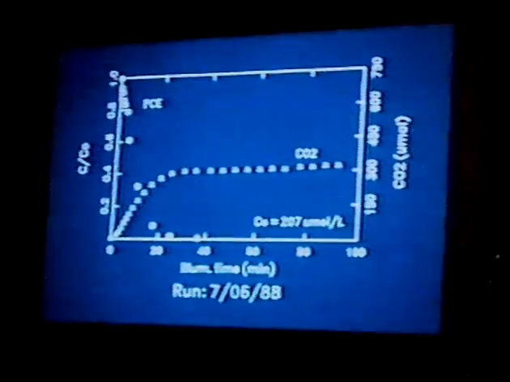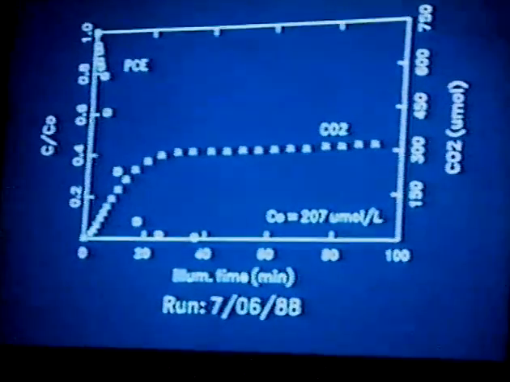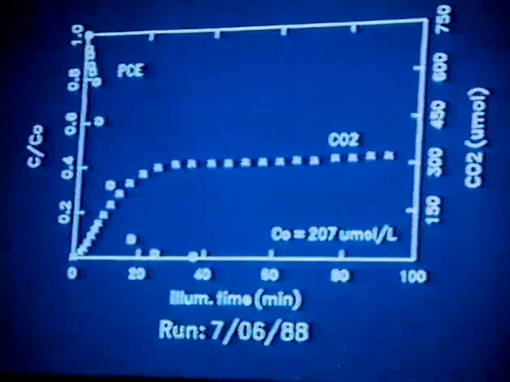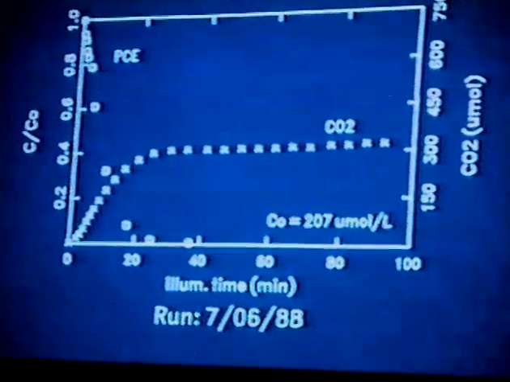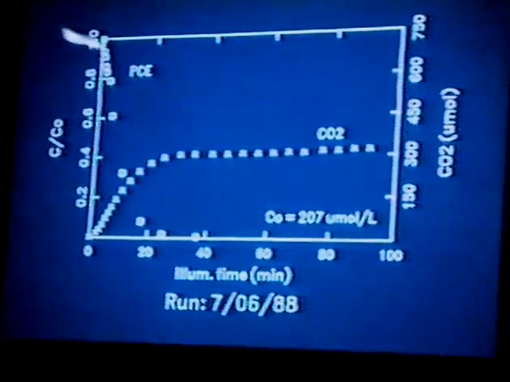The initial runs, as I mentioned, were the single component runs, and this is an example of a single component degradation of perchloroethylene, PCE. The squares are the decrease in PCE concentration that proceeds to 0 in roughly 20-30 minutes. And you see the almost instantaneous evolution of CO2 as measured by the gas sensing electrode.